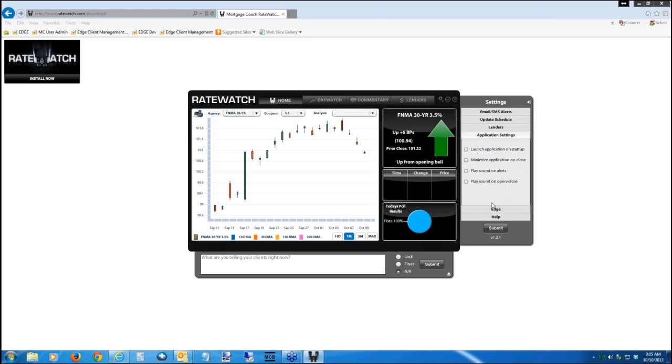There's also an application settings area. This is what I was talking about before, where you can actually choose to launch the application on Windows Startup. You can choose to minimize it on close, that means when you close it using the X here, it'll still just go down to the bottom right and continue running on your machine.